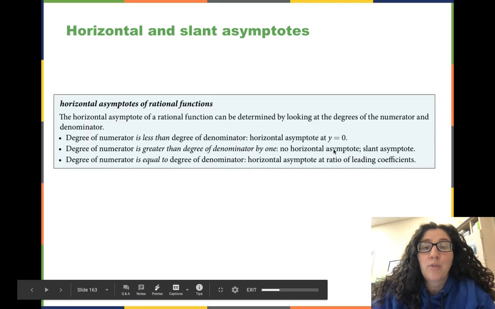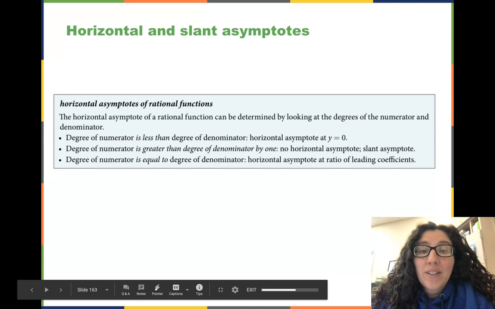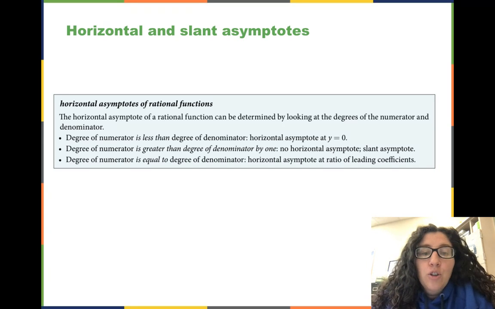All right, so we've talked about vertical asymptotes. Now let's talk about horizontal and slant asymptotes. Those are going to be a little new. Here's what we do. To find horizontal asymptotes of rational functions, you look at the degree of the numerator and denominator. And we've got three cases.